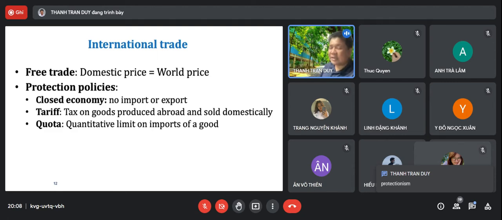Protectionism means they tend to protect the domestic market. They can be a buyer or a seller, but they tend to protect. And there are several ways to protect. The first one is a fully closed economy: do not allow foreign products coming in.